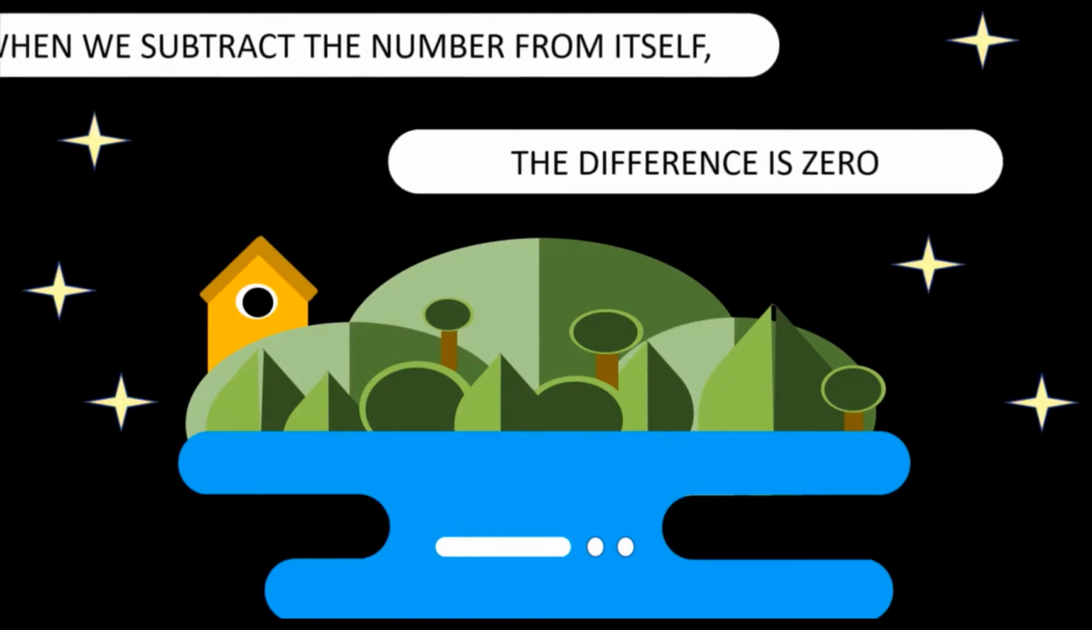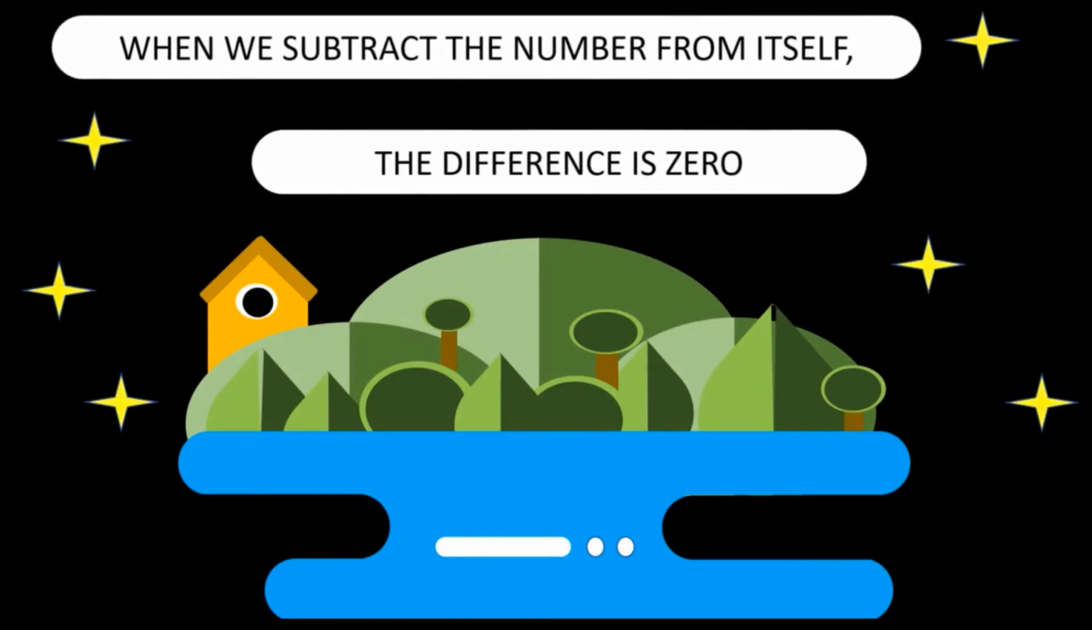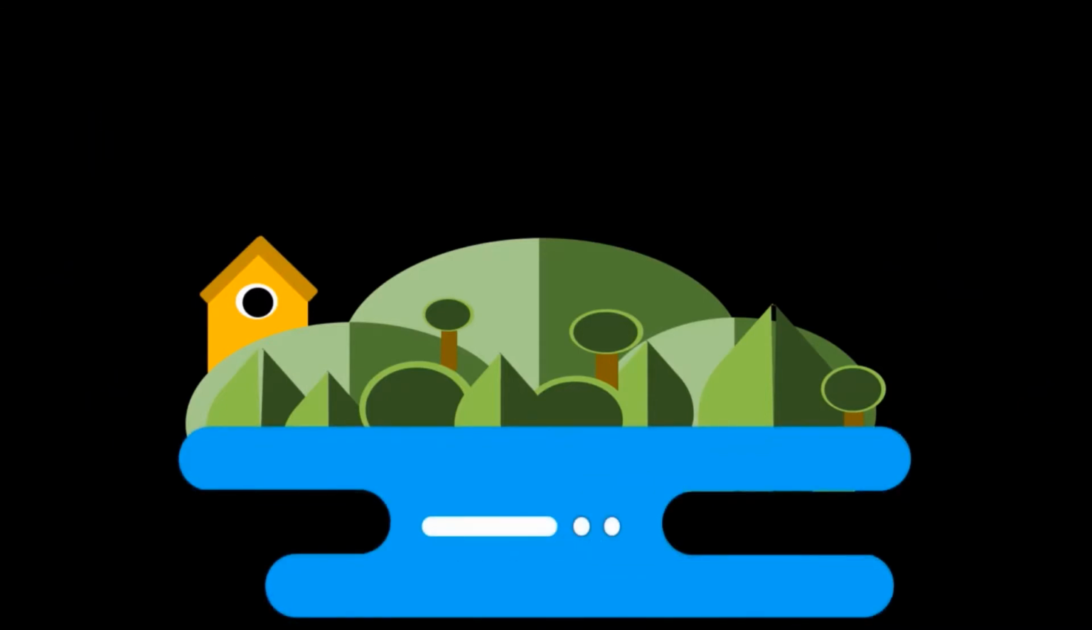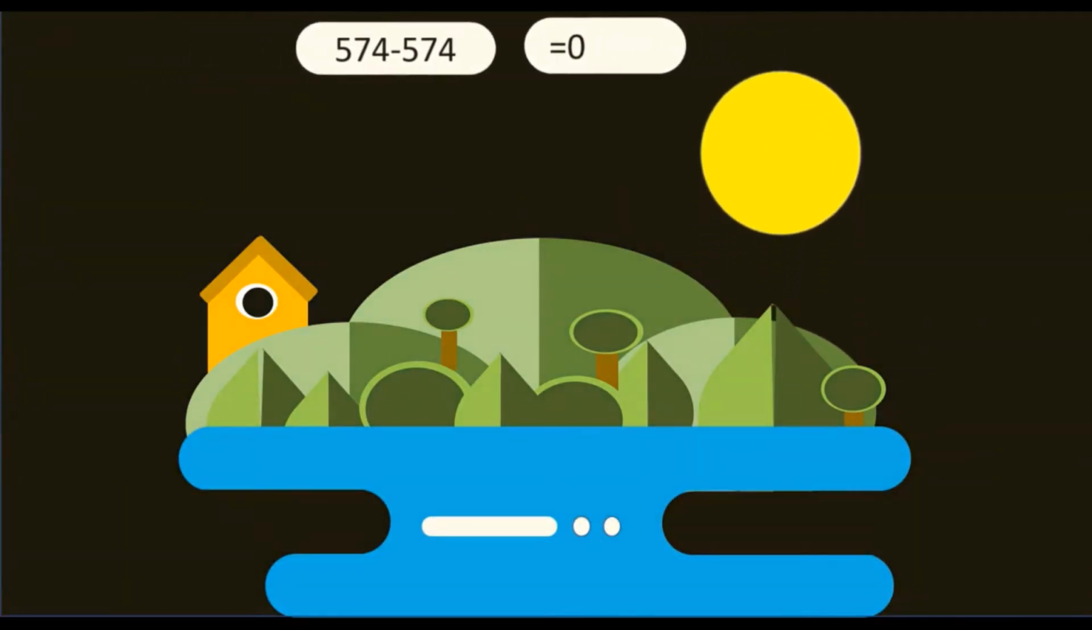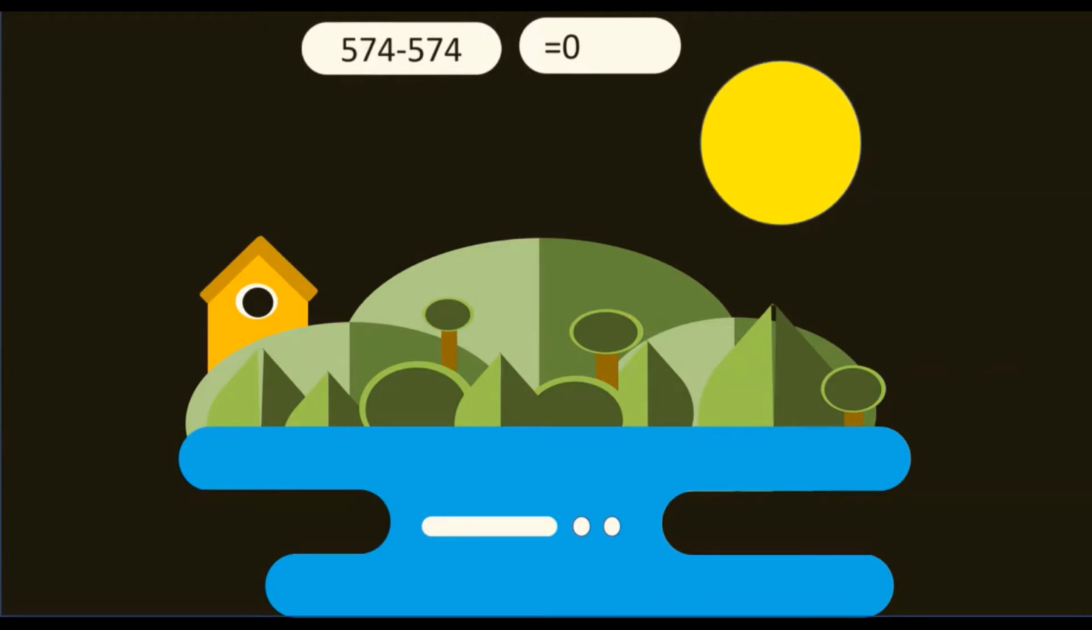The next property is when we subtract a number from itself, the difference is 0. That means when we subtract the number from the number that is given, the answer is 0. Here 574 minus 574 gives you 0. Your mother gave you 2 cakes and you ate both the cakes and you are left with none.